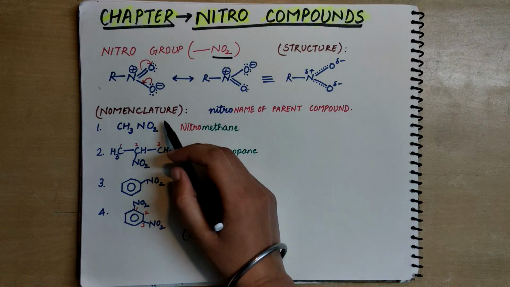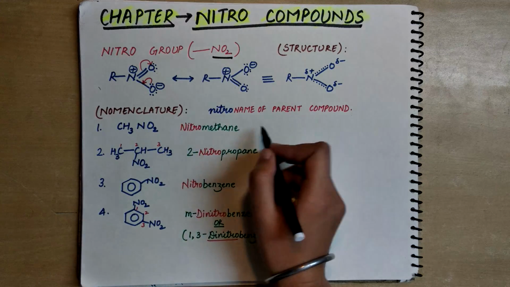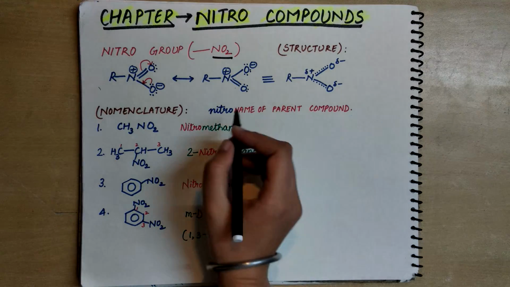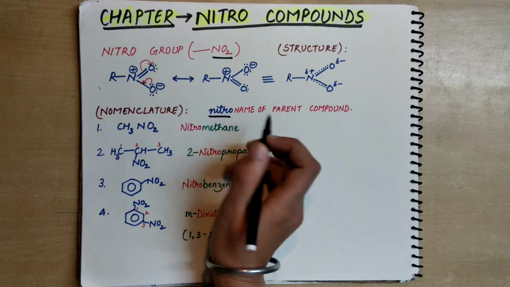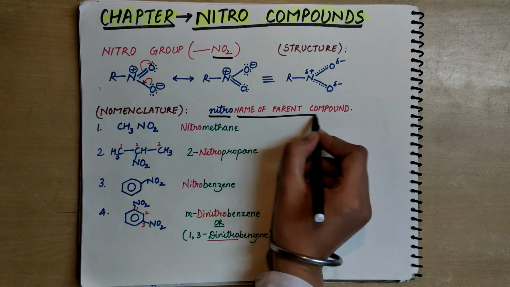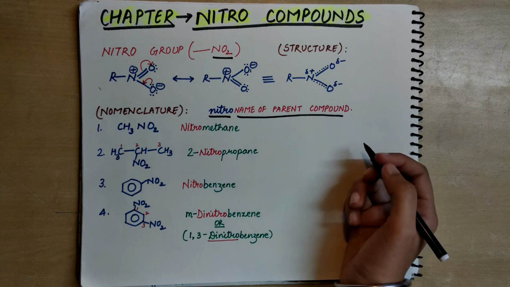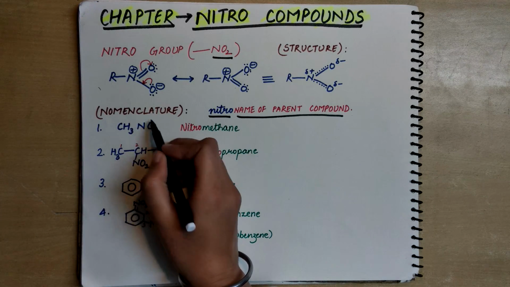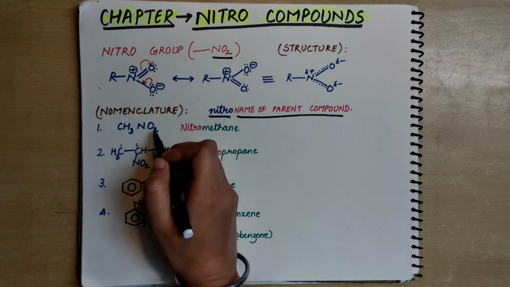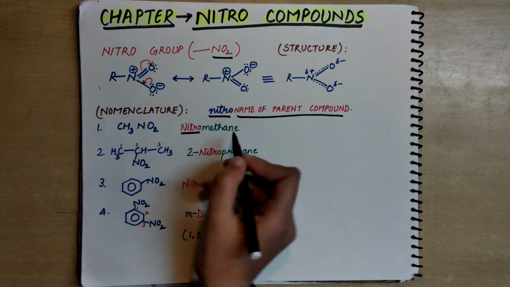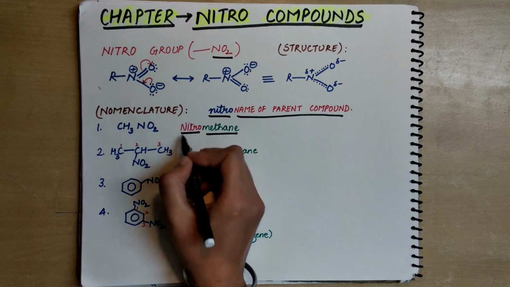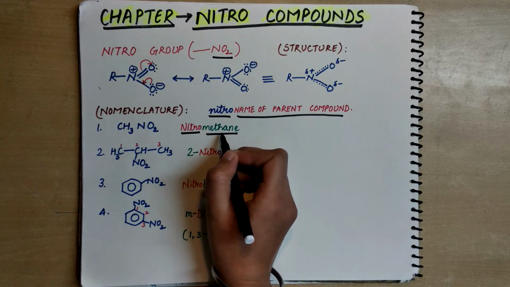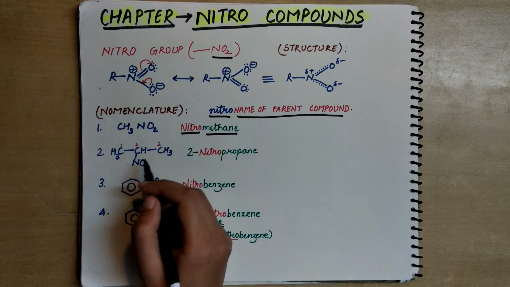Then we have nomenclature. The nomenclature of nitro compounds is done by writing nitro first and then the name of the parent compound. For example, CH3NO2. Here this is methyl group and this is nitro group. So the nomenclature will be nitromethane. Here nitro and then the name of the parent compound.